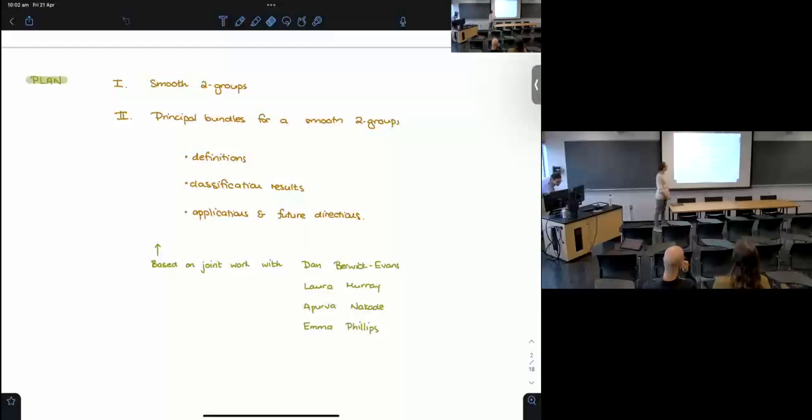The two group, and then our classification results, and I'll talk about some applications and future directions. This is joint work with Dan Berwick-Evans, Laura Murray, Apurva Nakade, and Emma Phillips.